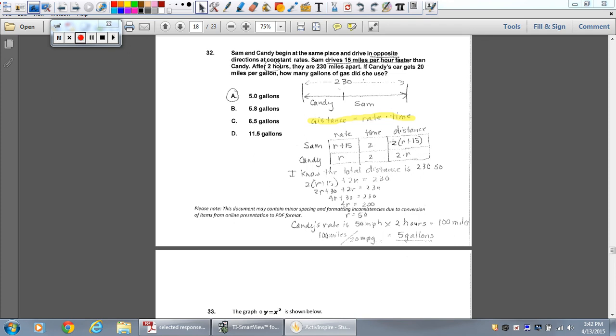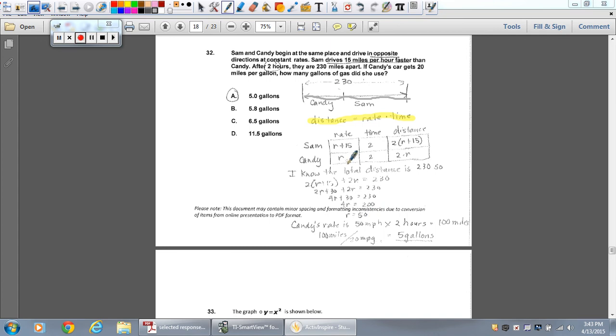And all I did, I used the formula distance equals rate times time to take rate times time, and that gave me the distance. So I just showed it here, and then the 2R. Since I know the total distance is 230, so if Sam went this way and Candy went this way, I know that there are 2 distances added up to 230, so I just took Candy's distance plus Sam's distance equals 230, and that's how I got that equation right there. Distributed, combine like terms, and solve for R.